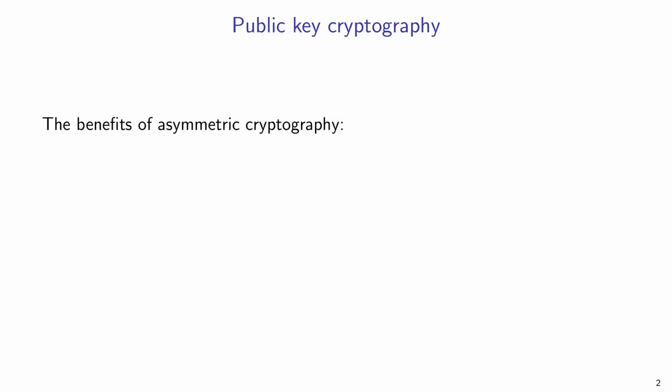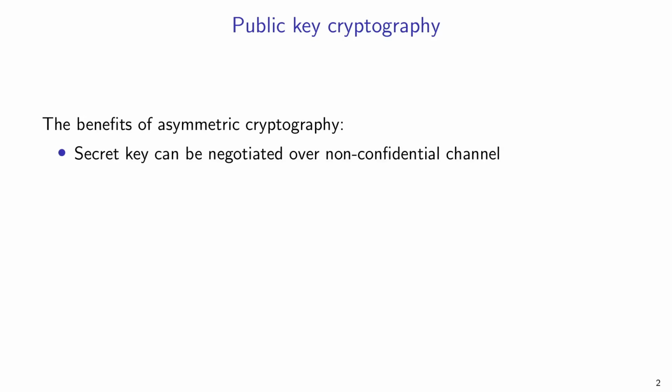We will see later. But to summarize, the main benefits of asymmetric cryptography are as follows. The first is that using asymmetric cryptography, a secret key can be negotiated over a non-confidential channel. But the requirement is that this channel has to provide authenticity for the exchanged messages, because otherwise, if the attacker can manipulate messages sent over this channel, then we may end up establishing a secure channel, not with the party we want, but with the attacker. And this is a very crucial point, so please remember.